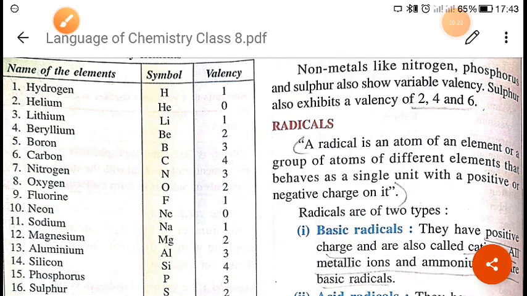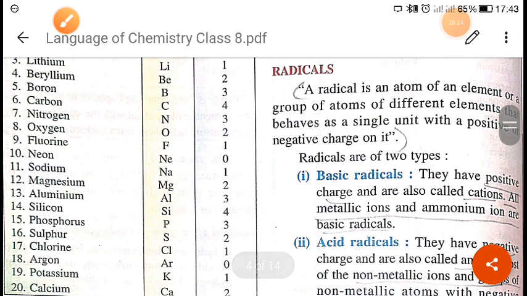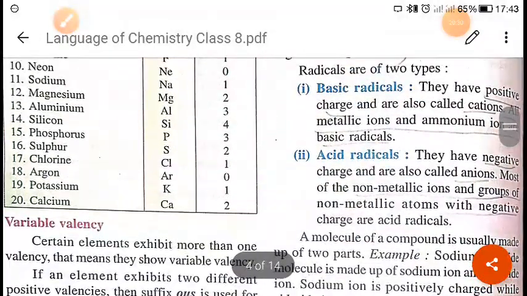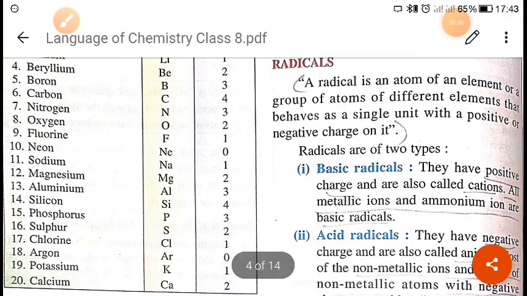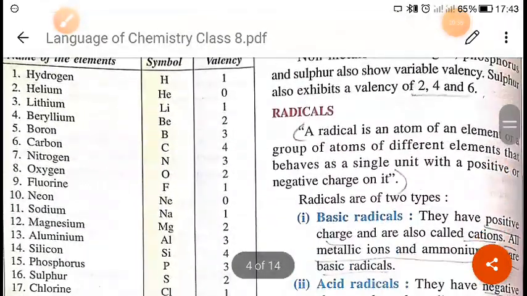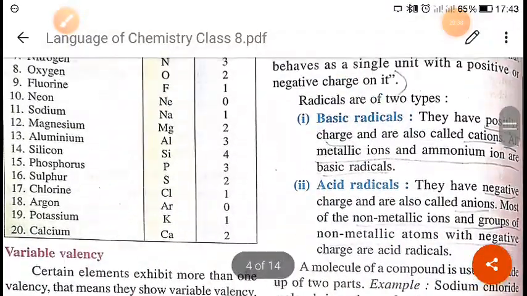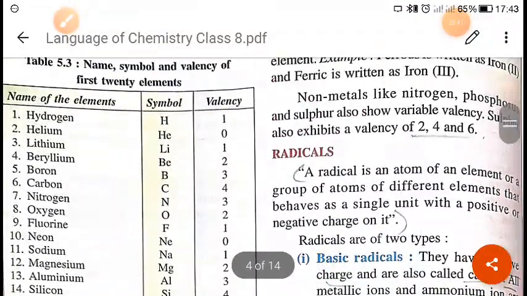This will help you in writing formulas. When you write the formula, it will help you. So this should be written in your copy. For today we will discuss only up to this. I hope you have understood today's class. In the next class we will talk about variable valencies and free radicals. Till then, thank you.